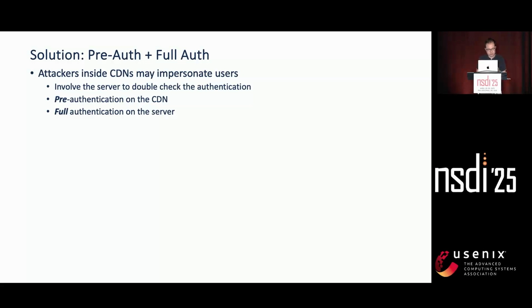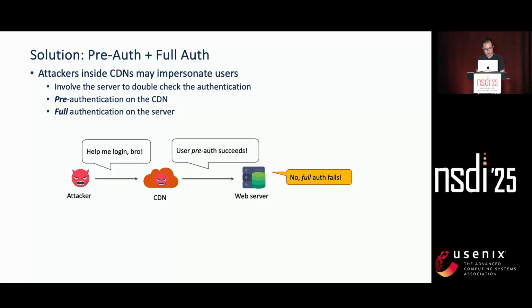Our solution to the first problem, that an attacker inside the CDN may impersonate a user, is to involve the server to double check the authentication. We set up pre-authentication on the CDN, and we also have a full authentication on the server. Specifically, when the CDN tries to cheat the web server, the web server will find that the request does not include the right password, and it will fail the first authentication, so it will still reject the login request.